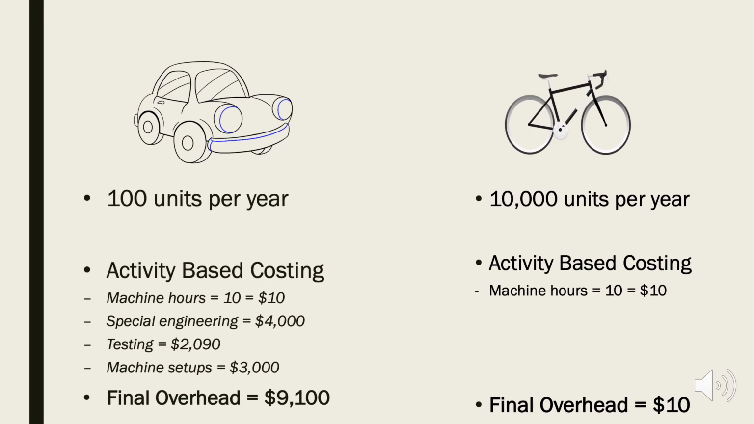In our example, cars will be assigned some of the company's costs of special engineering, testing, and machine setup. Bicycles will not be assigned any cost of special engineering or special testing, and will be assigned only a small amount of machine setup. Then we can see a more proportional overhead for each product. Therefore, activity-based costing assigns manufacturing overhead costs to products in a more logical manner than the traditional cost method, which helps businesses identify more accurate costs.